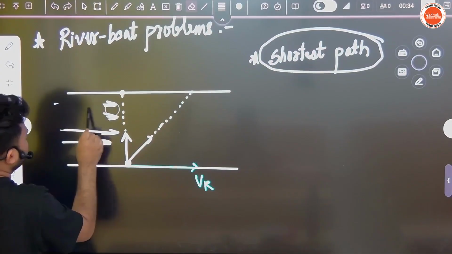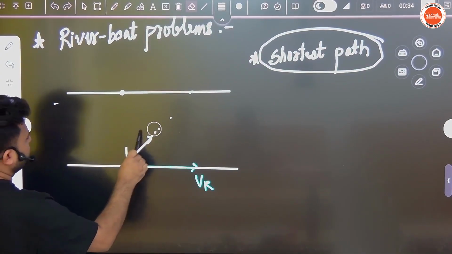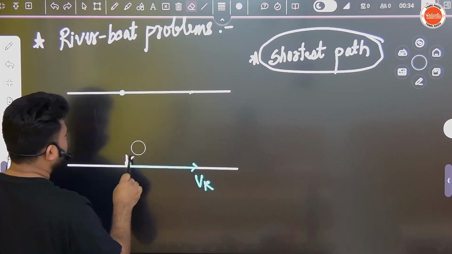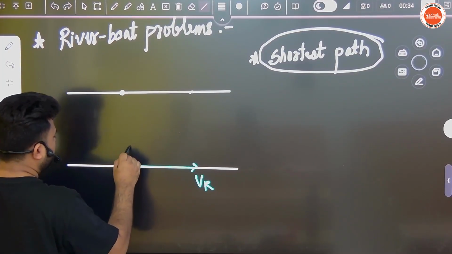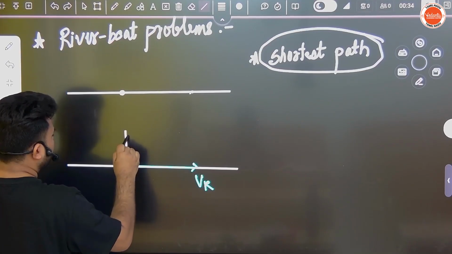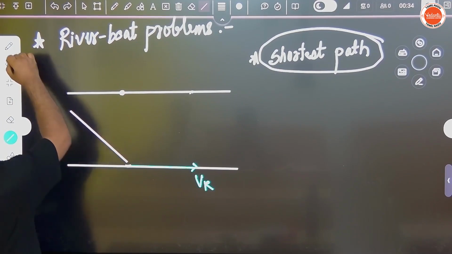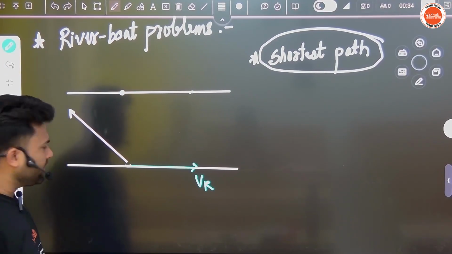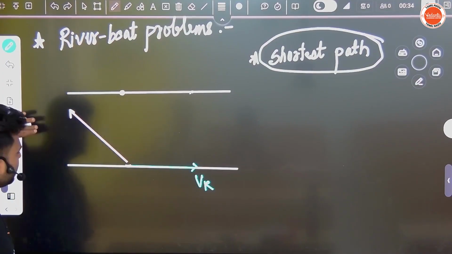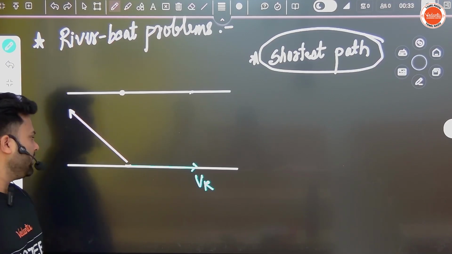So, I am not doing the proof and all, but in order to reach by the shortest path, the man has to basically move in this direction. Correct. Now if the river water, like suppose this is like this, now if it tilts, so it will be straight. You feel now?